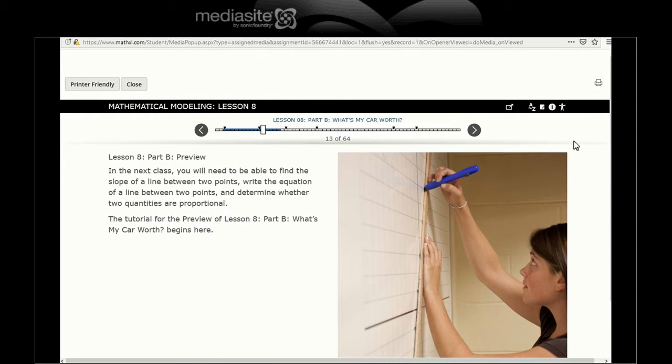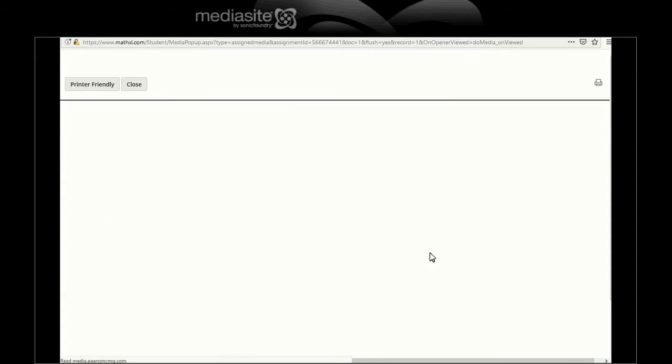So in the next class you will need to be able to find the slope of a line between 2 points, write the equation of a line between 2 points, and determine whether the two quantities are proportional. That's kind of like what we just said here.